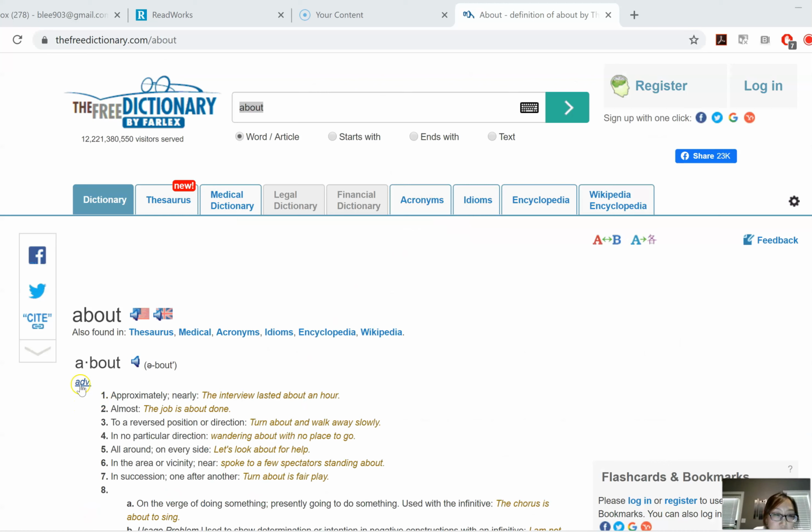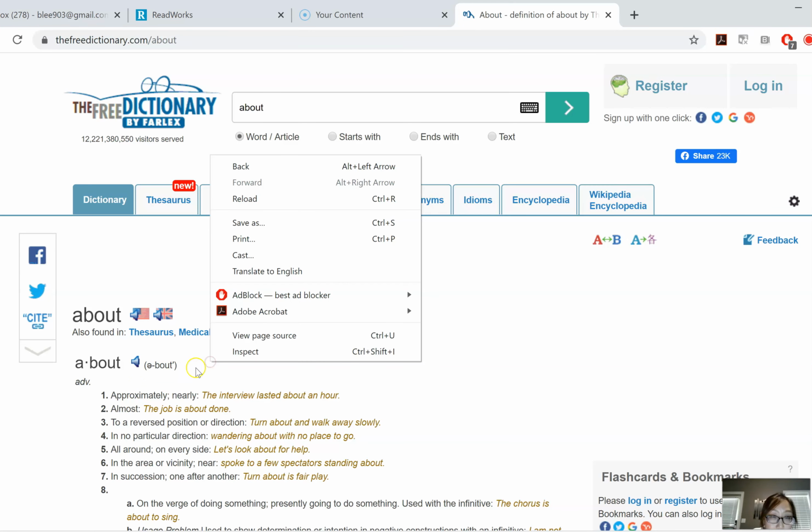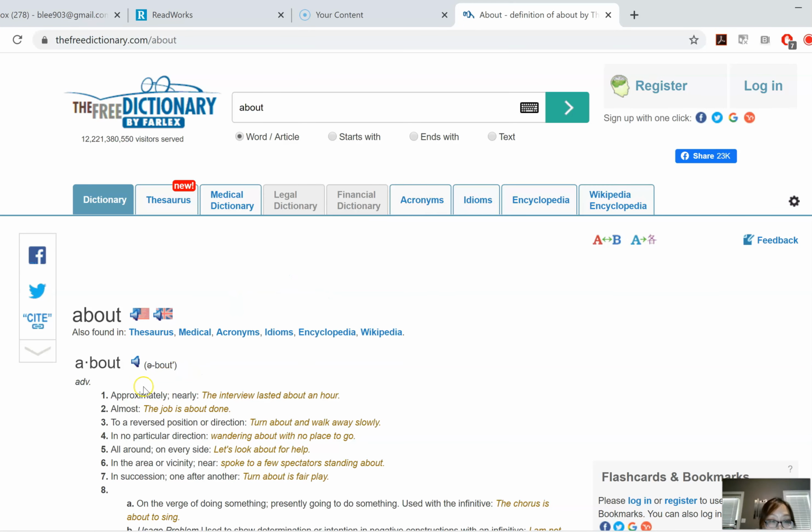For example, the word about. This has 2 syllables, about, and "bout" is the stronger syllable. This is the emphasized syllable, and "a" is unstressed. And as you can see, this is the pronunciation key. Let me see if I can zoom in a little bit. Nope, I cannot zoom in. That's okay. As you can see, it's an upside down E, which is called a schwa.